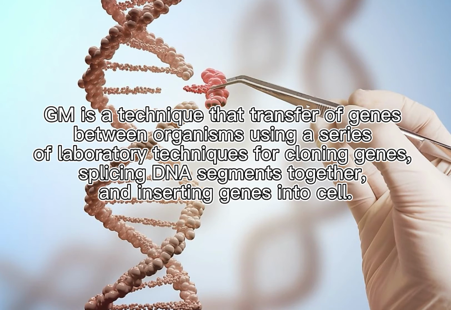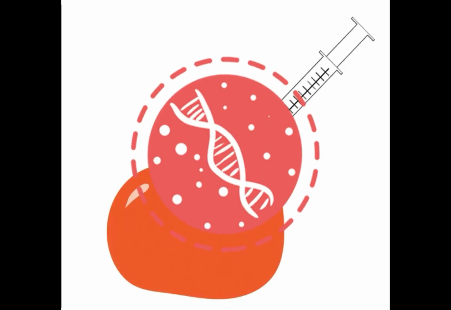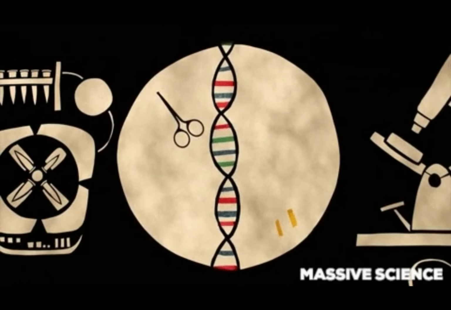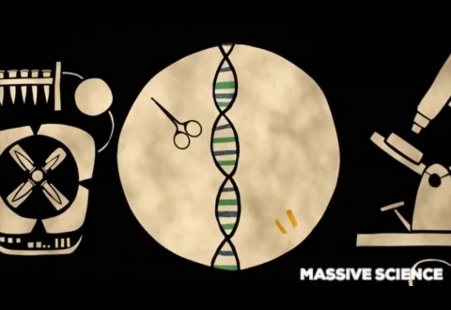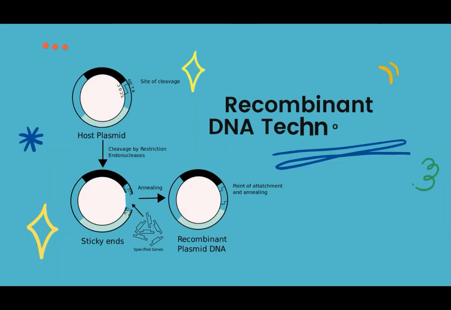Genetic modification, GM, is a technique that transfers genes between organisms using a series of laboratory techniques for cloning genes, splicing DNA segments together, and inserting genes into cells. It also alters the characteristics of organisms when transferring a fragment of genetic material, DNA, from one organism to another. This can be done by selectively removing desired genes from one organism's DNA and transferring them to the other. This technology can also be known as genetic engineering or recombinant DNA technology.